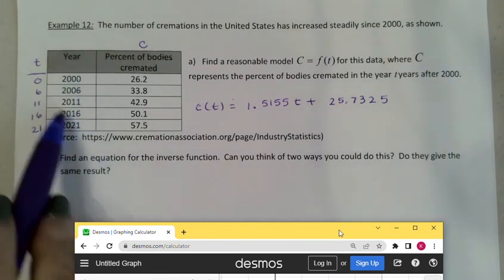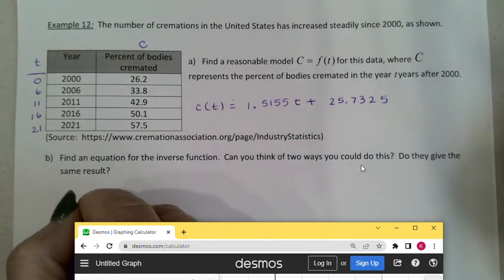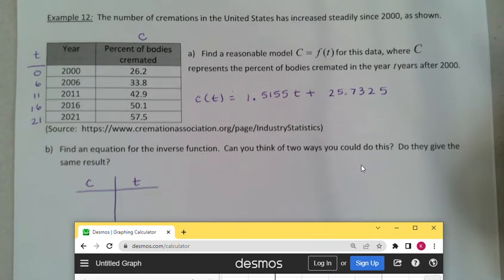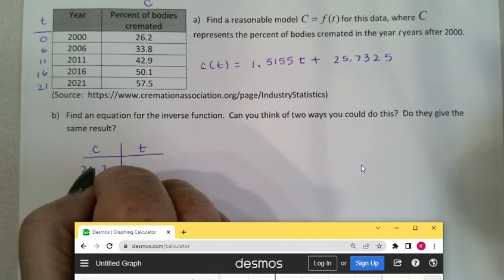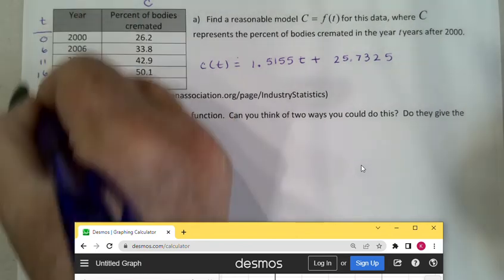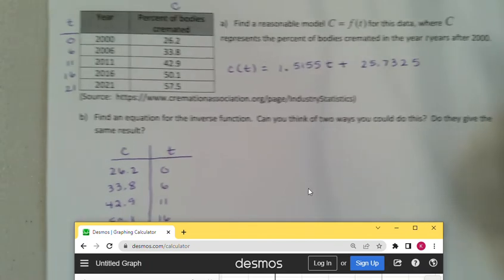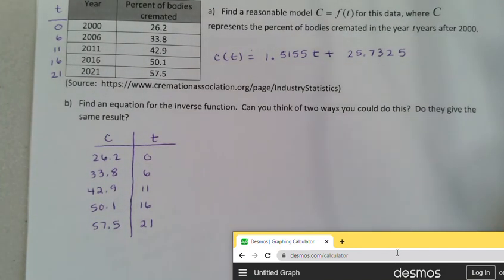If I want the inverse of this function, one way we know to do that is to just switch the inputs and outputs, right? So if I wanted to, I could just make a new table where C was my input and T was my output. And I can do that pretty easily. The C's, just take them from here. And then the T's. So just by swapping my X and Y values, I know I've created an inverse function.